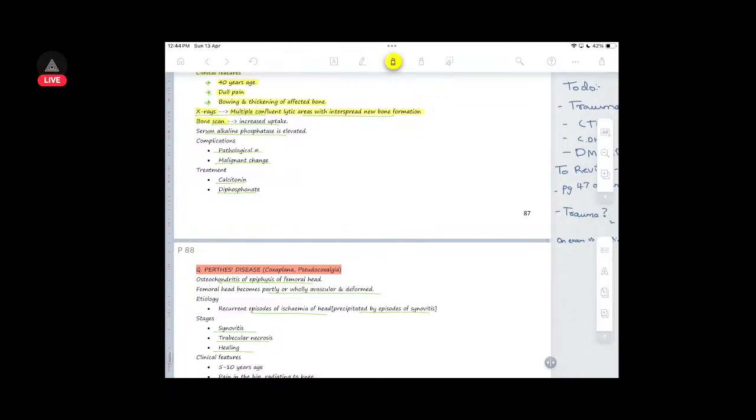Then you have bone scan, which shows increased uptake. Serum alkaline phosphatase will also be elevated. Complications, you'll have a pathological fracture and malignant change will be there. So treatment, you can provide calcitonin and diphosphonate.